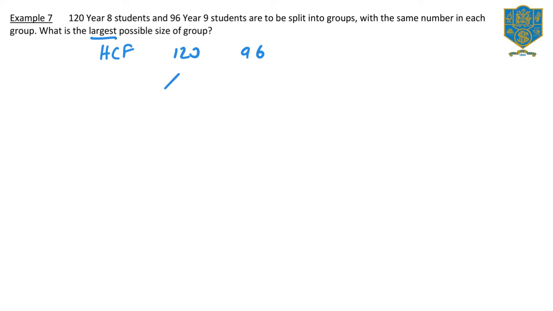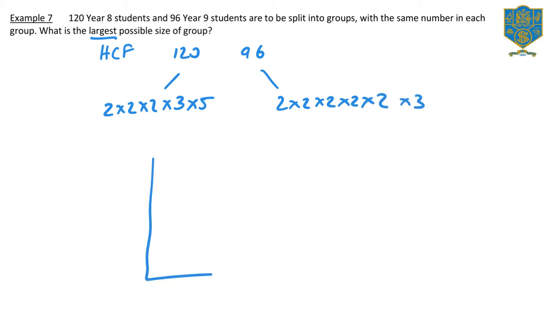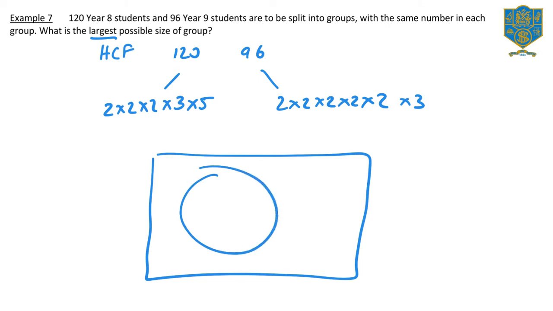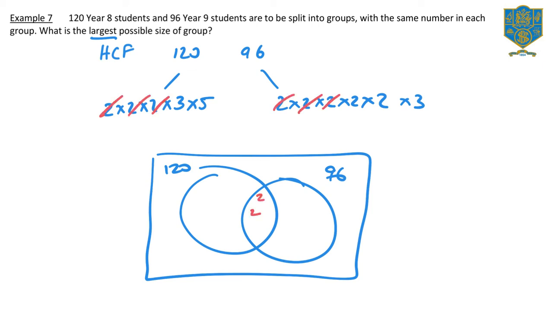120, we can factorise that and write it as a product of primes to give 2 times 2 times 2 times 3 times 5. And we do the same with 96 to give 2 times 2 times 2 times 2 times 2 times 3. So if we look to do a Venn diagram, 120 and 96. So we can see we have 1, 2, 3 2's common, but we also have a 3 common to both as well. So we'll put a 3 in there.